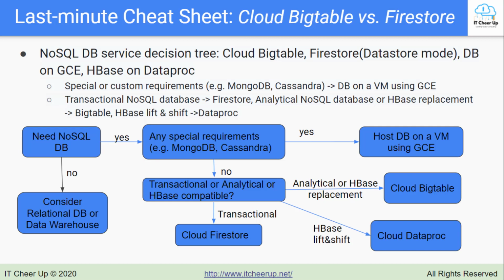There are 4 options for using NoSQL database services in Google Cloud: using Cloud Bigtable, Cloud Firestore, HBase on Dataproc, or hosting the NoSQL database on a VM using GCP. If your NoSQL database requires a special custom setup or a lift and shift NoSQL database, such as MongoDB or Cassandra from on-prem to the cloud, then you should host the database on the VM using GCP.